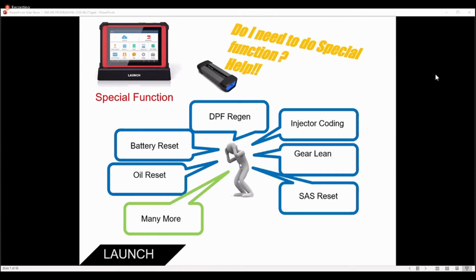Yes, your clients do need to look at the special functions, because if they change the oil in the vehicle or a component in the vehicle, they must make sure that the vehicle doesn't have a special function to reset it. This could be DPF regeneration, injector coding that you may have done already, or gear learning. If a clutch plate has been changed, it may need to relearn the clutch and pressure points of that clutch. As I mentioned, battery resets, oil resets, and SRS, which is your steering wheel angles. And there are many, many more, so I couldn't really discuss them all over this session.